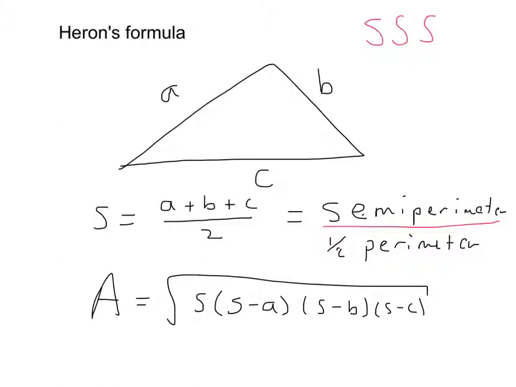And then once you have the semi-perimeter, you're going to multiply 4 numbers together. You're going to multiply the semi-perimeter, which you just found, the semi-perimeter minus one of the sides, the semi-perimeter minus the second side, and the semi-perimeter minus the third side. You're going to multiply those 4 numbers all together and then take the square root, and that will be the area.